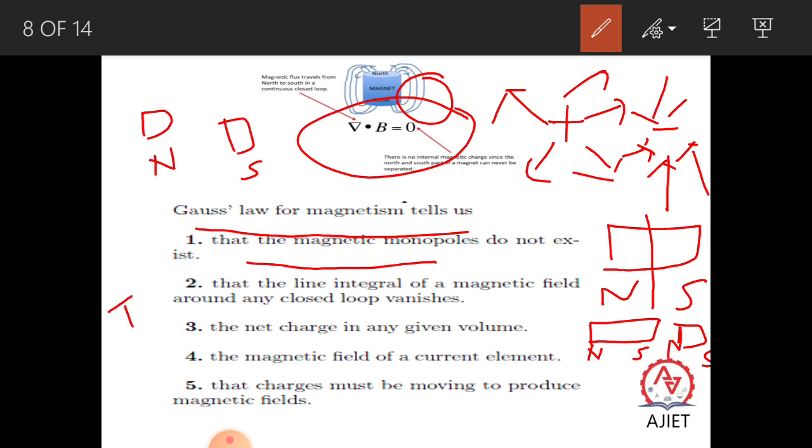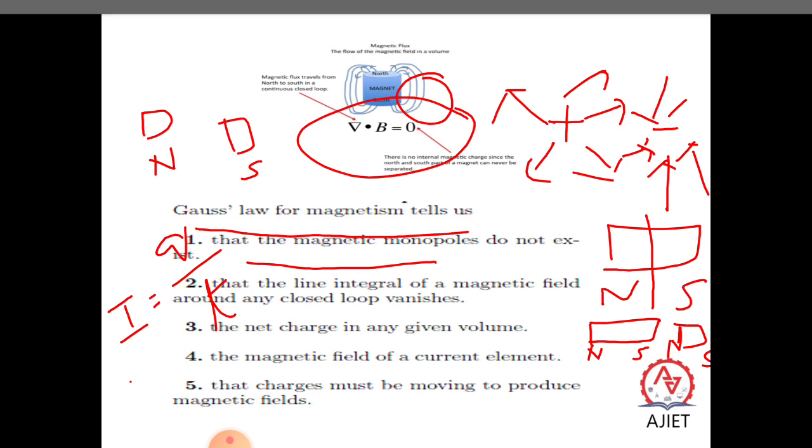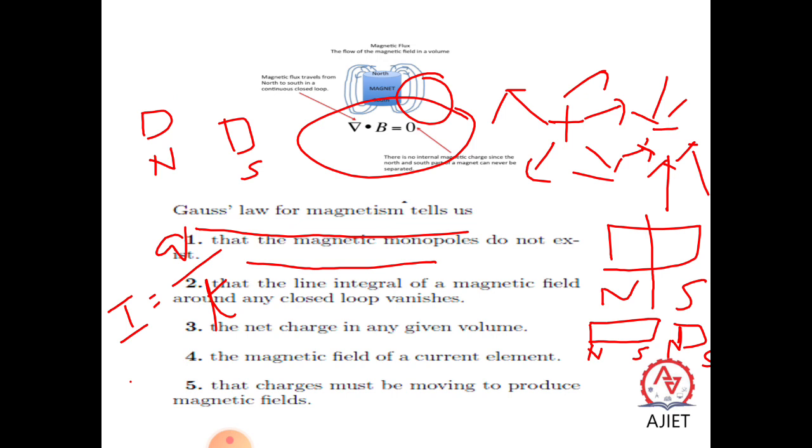Movement of the charges always produces the magnetic field. I is equal to q by t. So whenever there is movement of charge, it produces current, and whenever there is a current, this gives you the magnetic field. Current and magnetic field are interrelated. So these are some of the characteristics of Gauss law of magnetism.